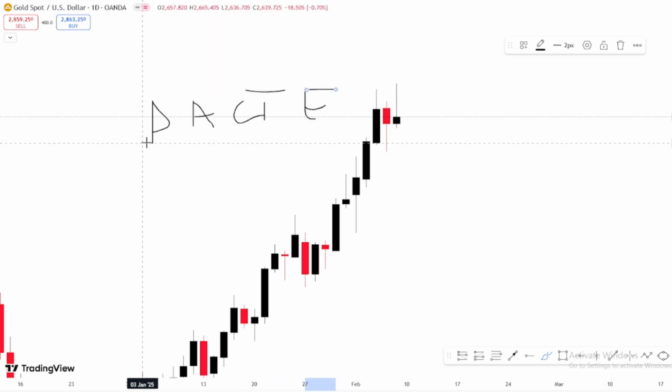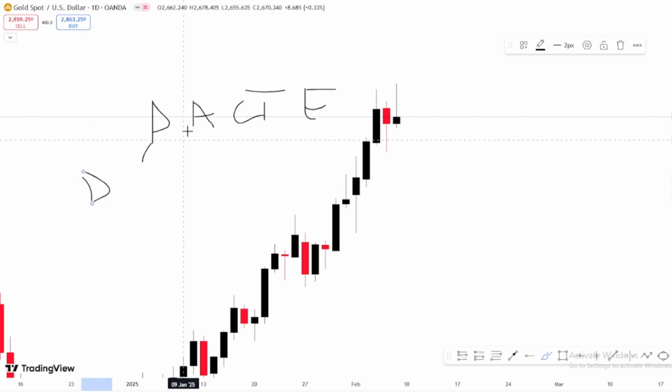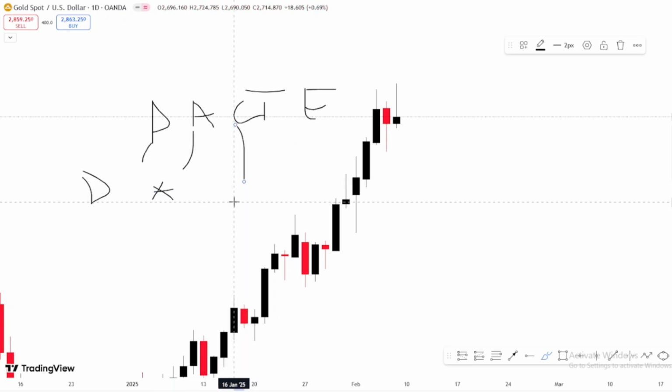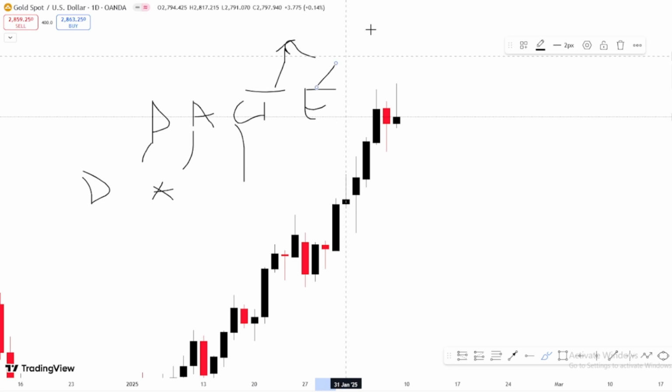The D stands for the direction of the market, the A stands for the area of value for the market, the C stands for the confirmation in the trend, the T stands for the trade management, and the E stands for the entry.